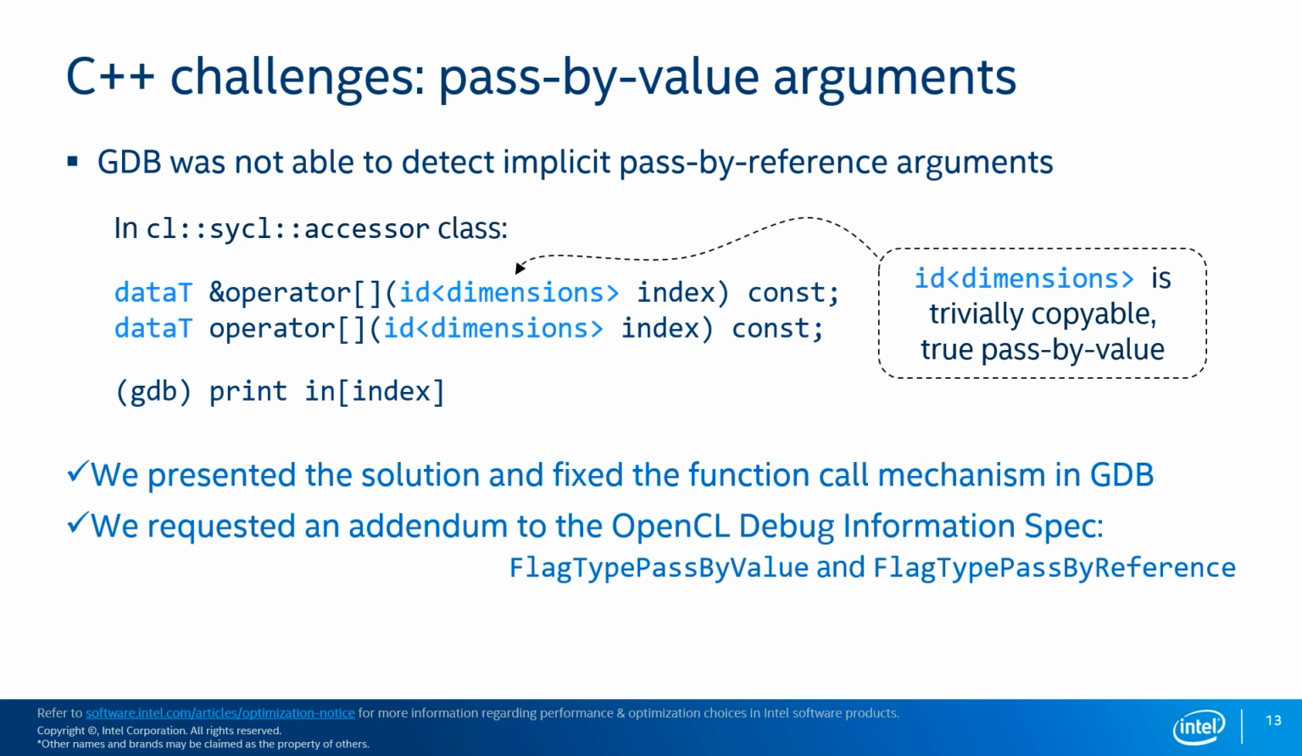We improved the function call mechanism in GDB and presented our solution to the GDB community. Our patches were then accepted upstream and are now part of the standard GDB. We further requested an addendum to the OpenCL debug information specification, so the needed debug information propagates all the way down from the front-end host compiler to the JIT-compiled kernel.